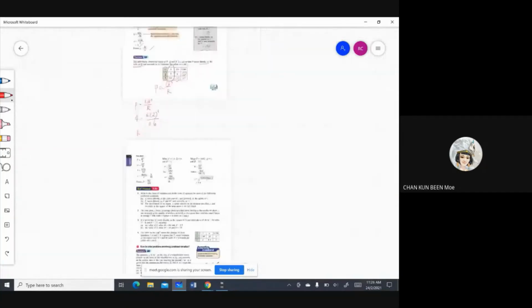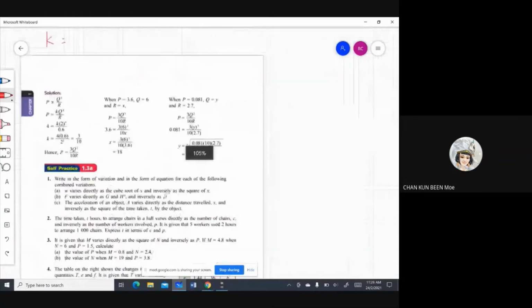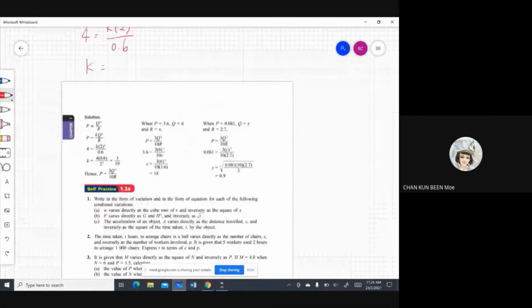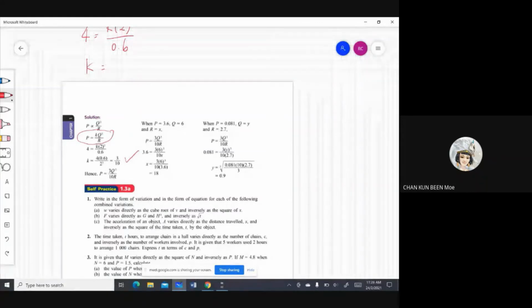Okay, so when you substitute the values of 4 and 0.6, you get the value of K as 3 over 10. So just substitute the value of the constant into the equation that you get: P equals 3Q cubed over 10R.